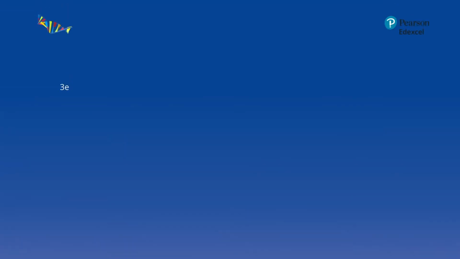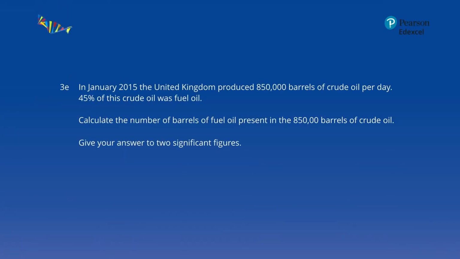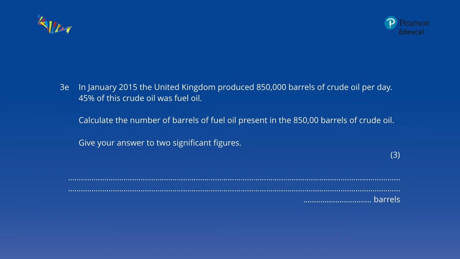The next question is 3E from the Chemistry Foundation paper. In this question you'll need an understanding of using significant figures. This is AO2. This question asks for the answer to 2 significant figures. There are 3 marks here. 2 marks are for calculating the number of barrels. The third mark is for converting your answer into 2 significant figures.